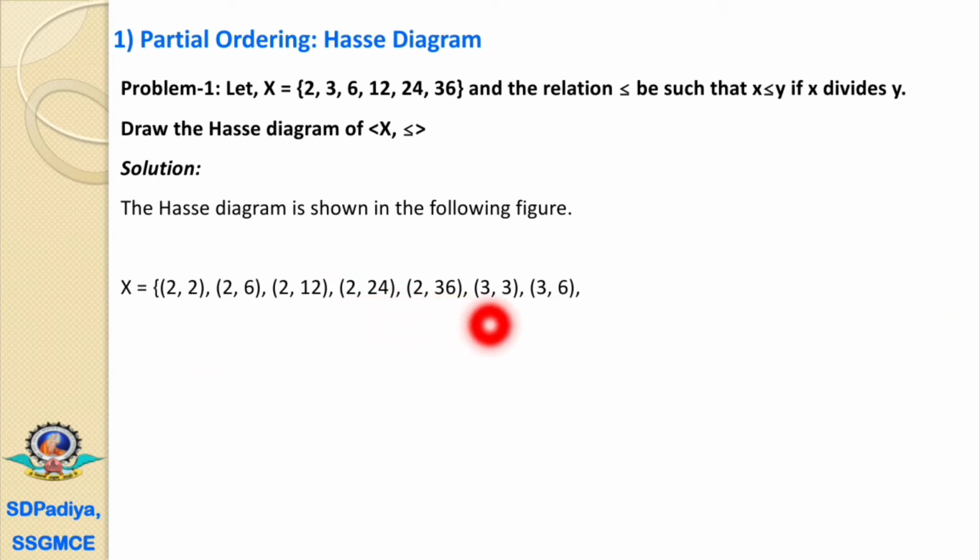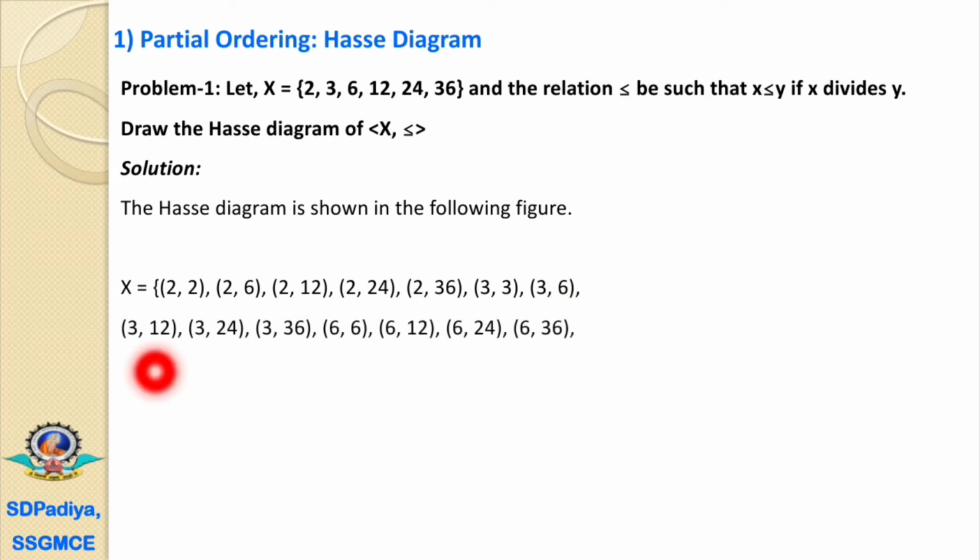Then we'll check 3. 3 is a divisor of 3, that's why 3 comma 3. With the next element 6, 3 is a divisor of 6, then next 3 comma 12, 3 comma 24 and 3 comma 36. For the next element 6, now 6 comma 6, 6 is a divisor of 12, 6 is a divisor of 24 and 6 is a divisor of 36. For the next element, 12 comma 12, 12 comma 24, next 24 is a divisor of 24, that's why 24 comma 24. The next is 12 comma 36, it will also be there, and the last is 36 comma 36.